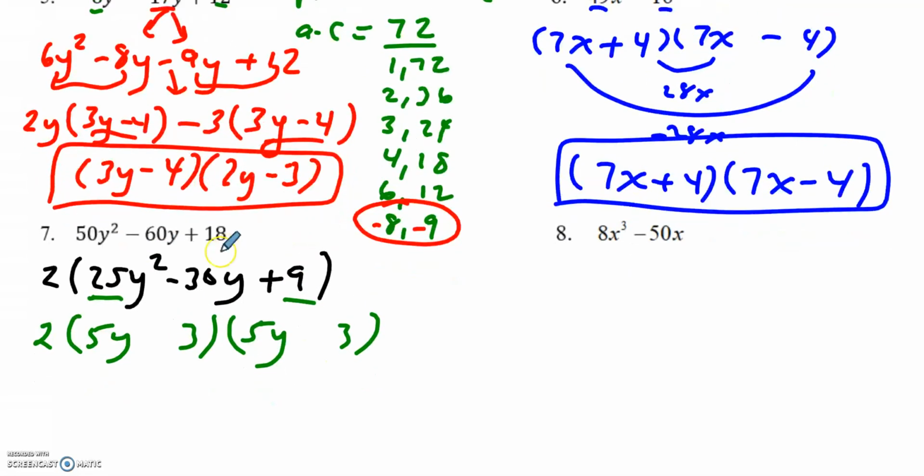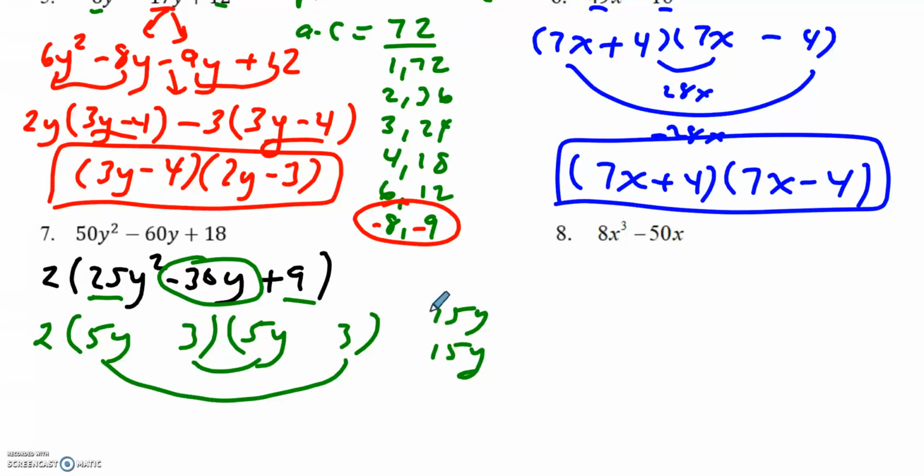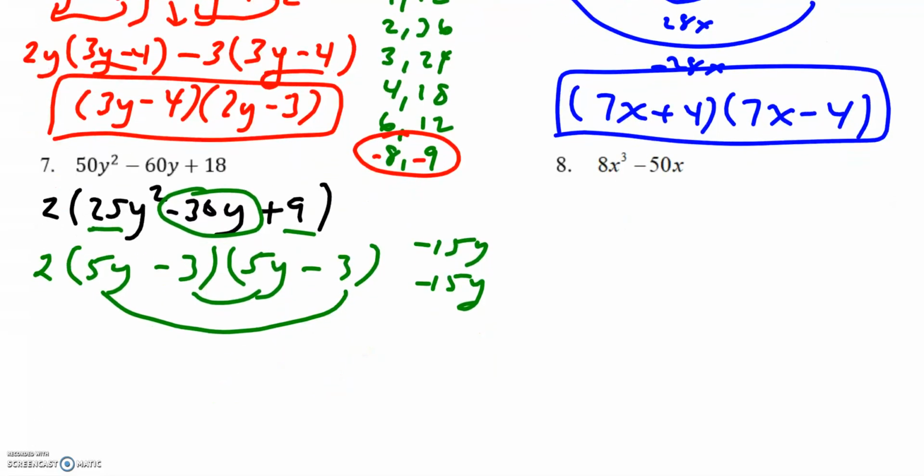Then I need to get or combine to be a middle term of negative 30. So here I have a 15y and a 15y. How do I get 15 and 15 to be negative 30? 15y, 15y. Well, both would have to be negative to get negative 30. So I have two negatives in my parentheses, and some of you have noticed the pattern that there's a negative on the middle term. They're both negative, which is true.